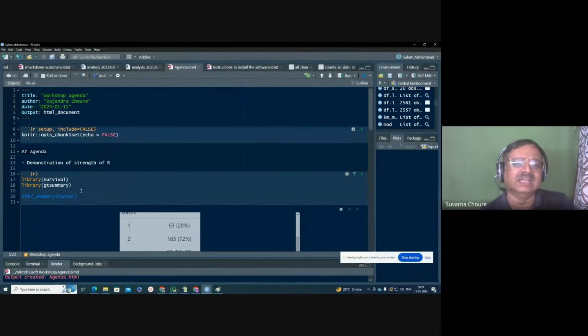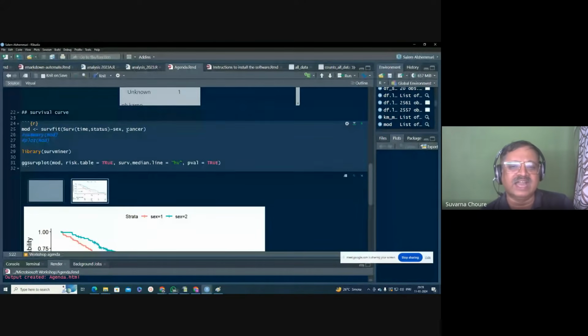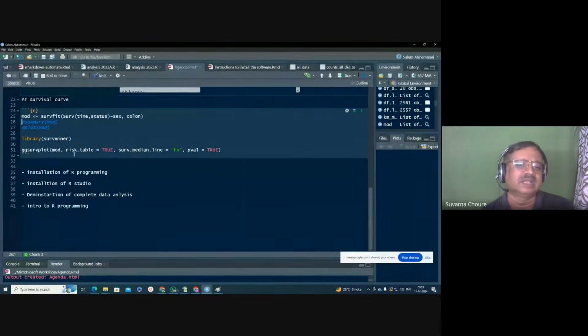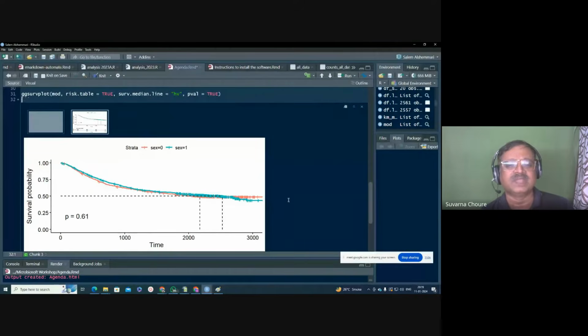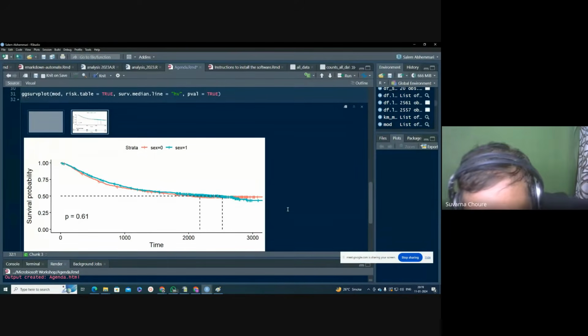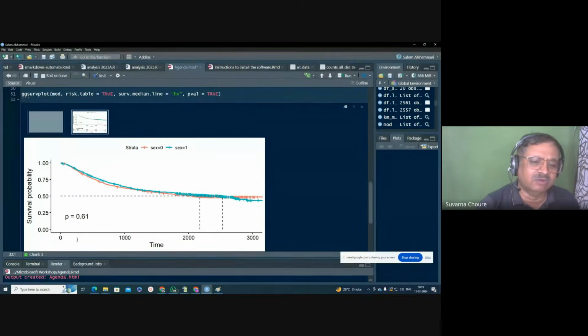Now, I want this analysis using different data, that is colon. And colon data has these variables again: time, status, and sex. That cancer data was general cancer data, lung cancer data. This is colon cancer data. This is the plot for colon cancer, and you will see that this plot is a little different. There is no significant difference in death in males and females because of colon cancer. The p-value is 0.61, meaning 61% of the time we will see that there is no difference in male and female survival in colon cancer.